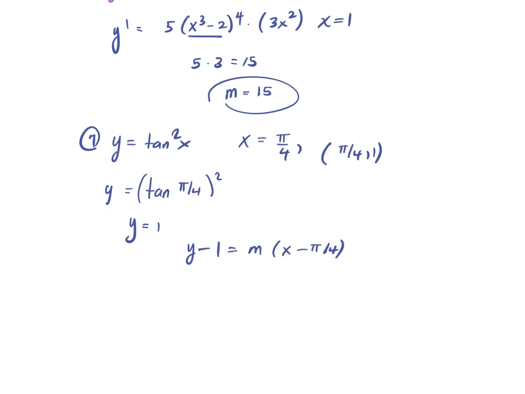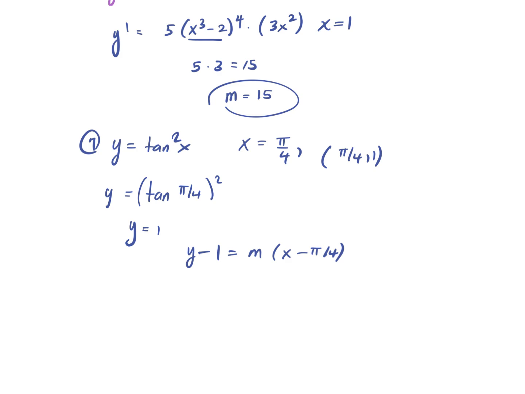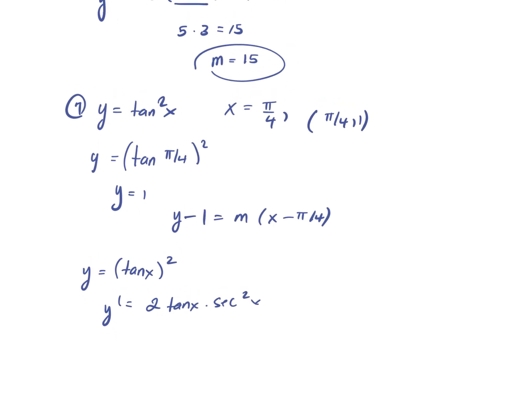To get m, we have to do the derivative. So to do the derivative, it's going to be y equals tan of x squared. So y prime is 2 tan of x times secant squared of x. And we need to do that at pi over 4. Tangent of pi over 4 is 1, so this is 2. Secant of pi over 4 is root 2, but we are squaring it, so 2 times 2 is 4. So this comes out, and I plug a 4 in. So we get y minus 1 equals 4, and then x minus pi over 4.